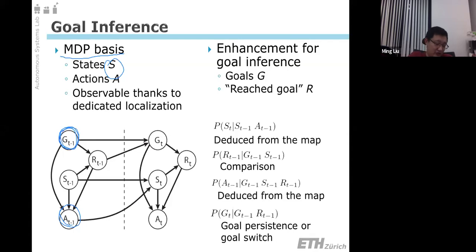The current goal is hidden; this is latent. There will be an action, and if you reach the goal, there will be an indicator of whether the goal has been reached. This is the arbiter, whether the goal is reached. And then you have a current state. The state will transition over time.